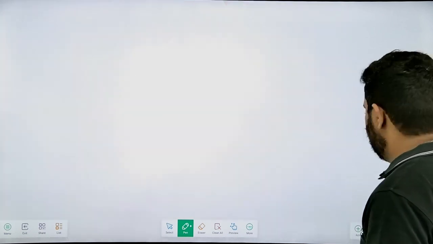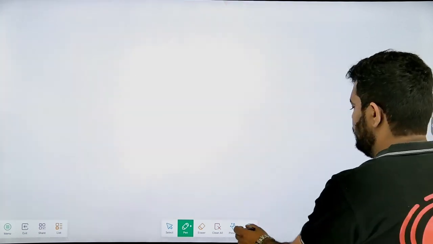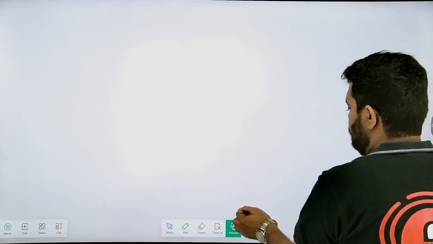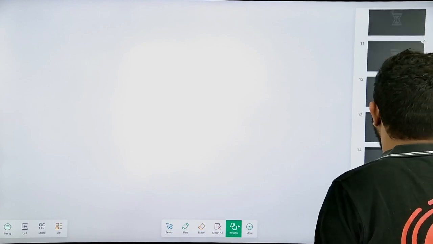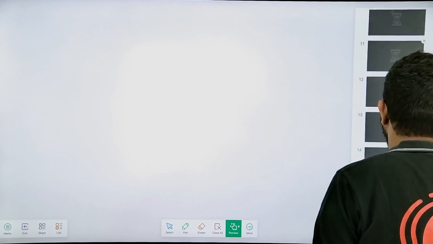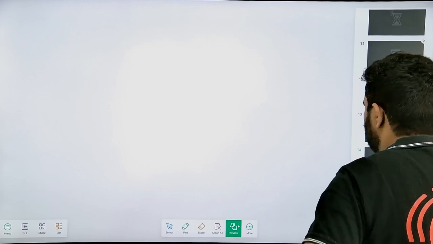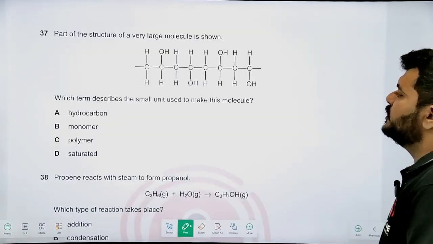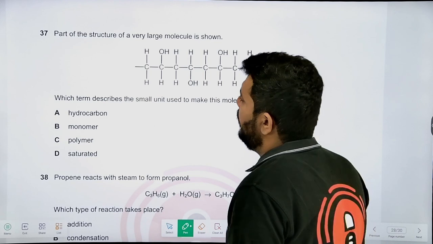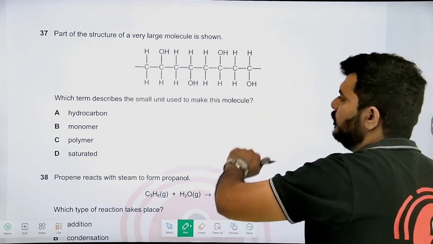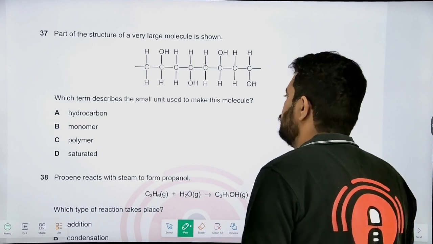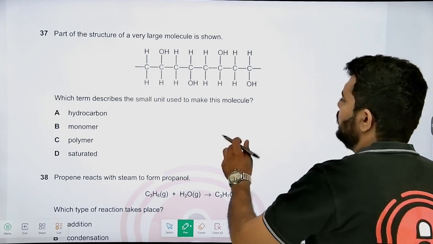Then we have, I'm sorry, I think, just a second guys. So here we go, we have question 37. Part of the structure of a very large molecule is shown. So we have a polymer. Which term describes the small unit used to make this molecule?